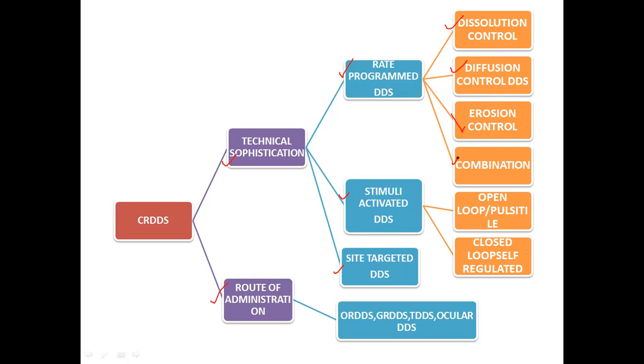And here bulk erosion occurs when the water is readily able to penetrate the matrix. So what will happen? A bursting effect will be there, and they will release the medicament in a sustained way. Then we can use either dissolution, diffusion, and erosion in combination.